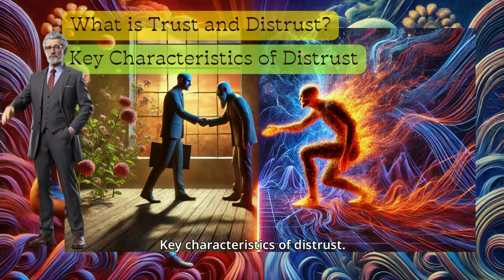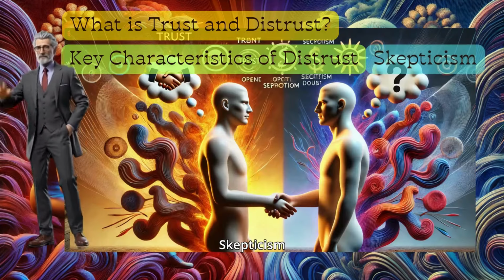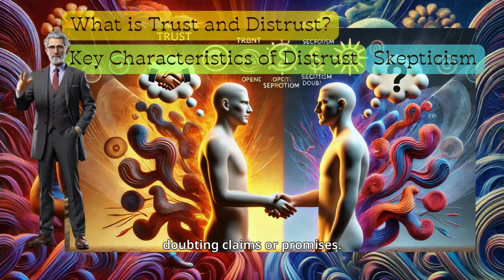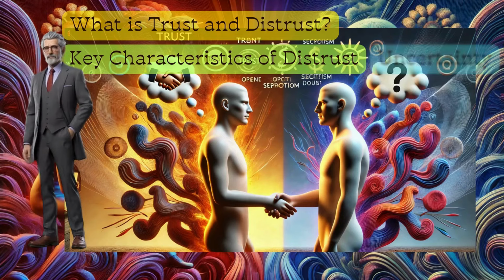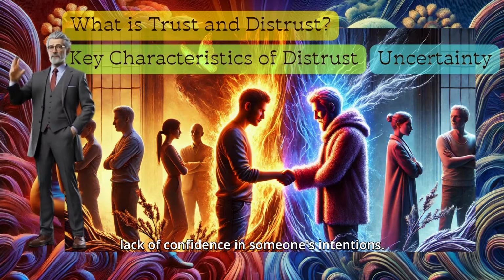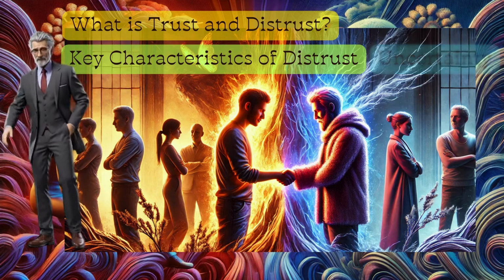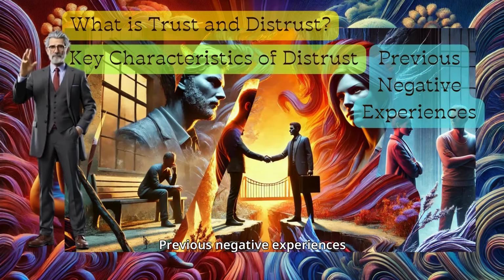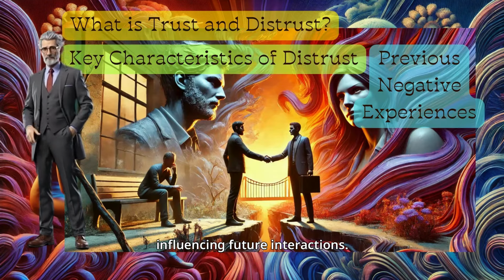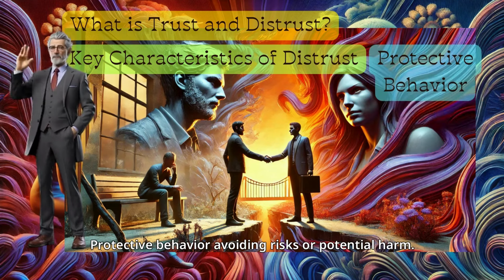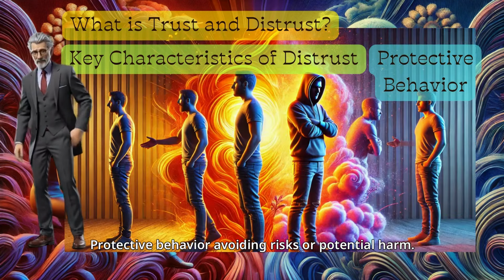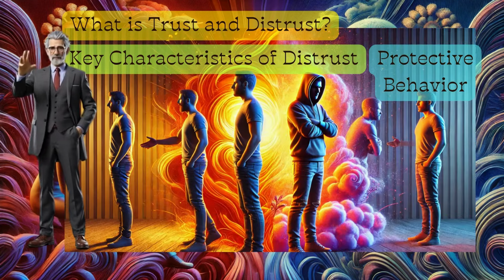Key characteristics of distrust: skepticism, doubting claims or promises. Uncertainty, lack of confidence in someone's intentions. Previous negative experiences, influencing future interactions. Protective behavior, avoiding risks or potential harm.